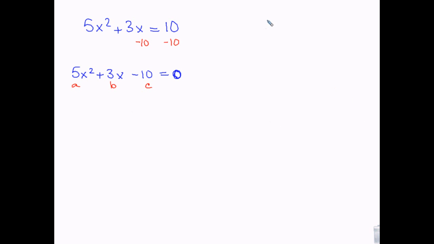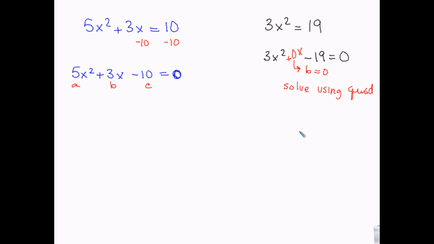Okay. And if I have something like that, minus 19, I can do this two ways. I can put in a 0x, and that makes b equal to 0, and solve with my quadratic formula. Okay. If I don't have an x term, though, I have other options.